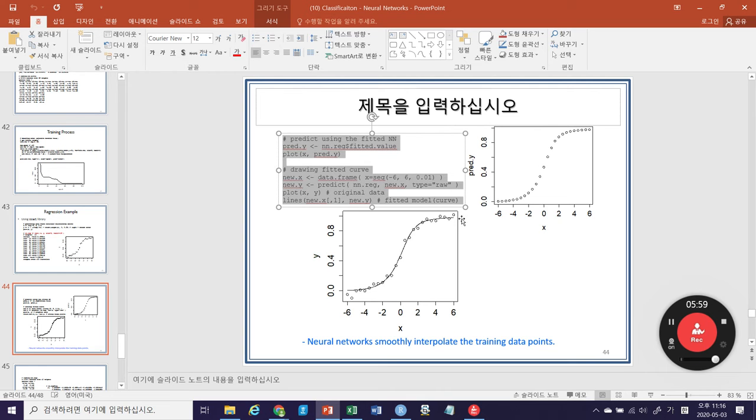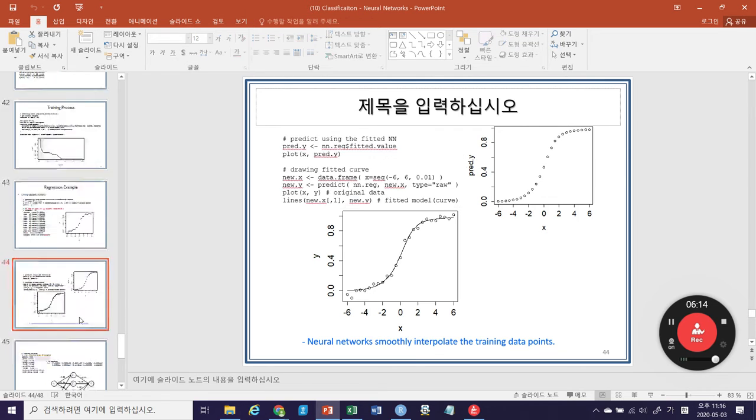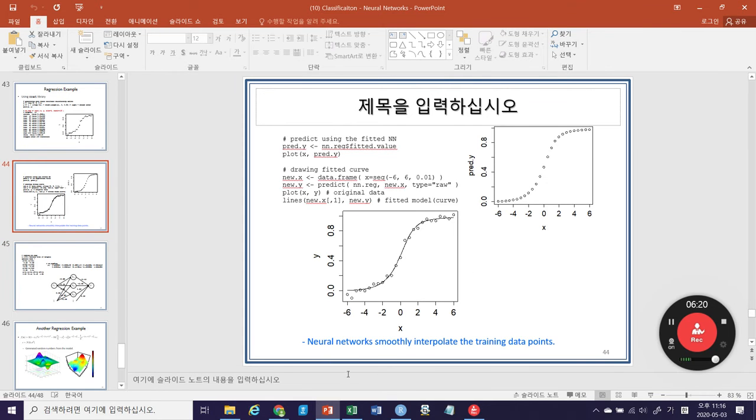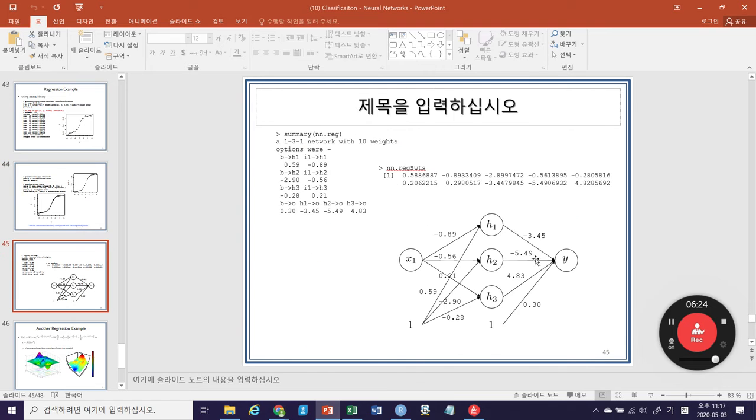So you can describe the pattern of data in multidimensional space, even though this example shows just one-dimensional x. It smoothly interpolates the data points. You can notice that. So to know more about this regression problem, the neural network smoothly interpolates the training data points.